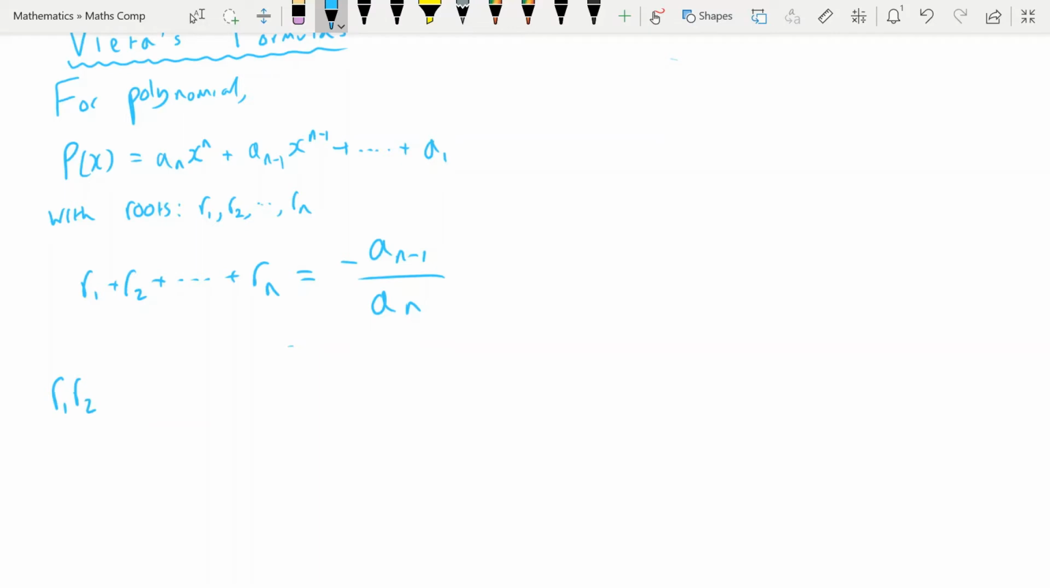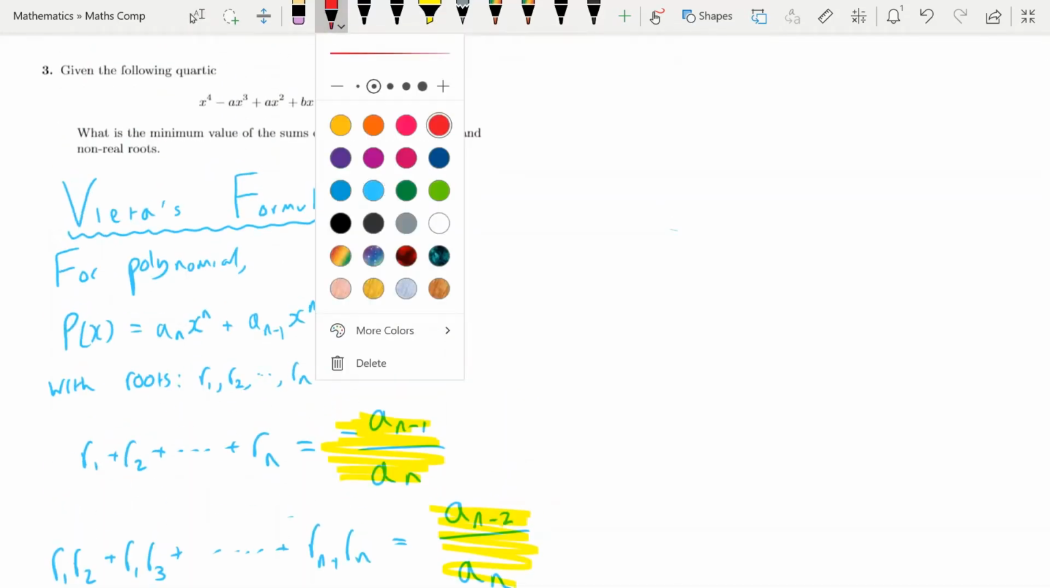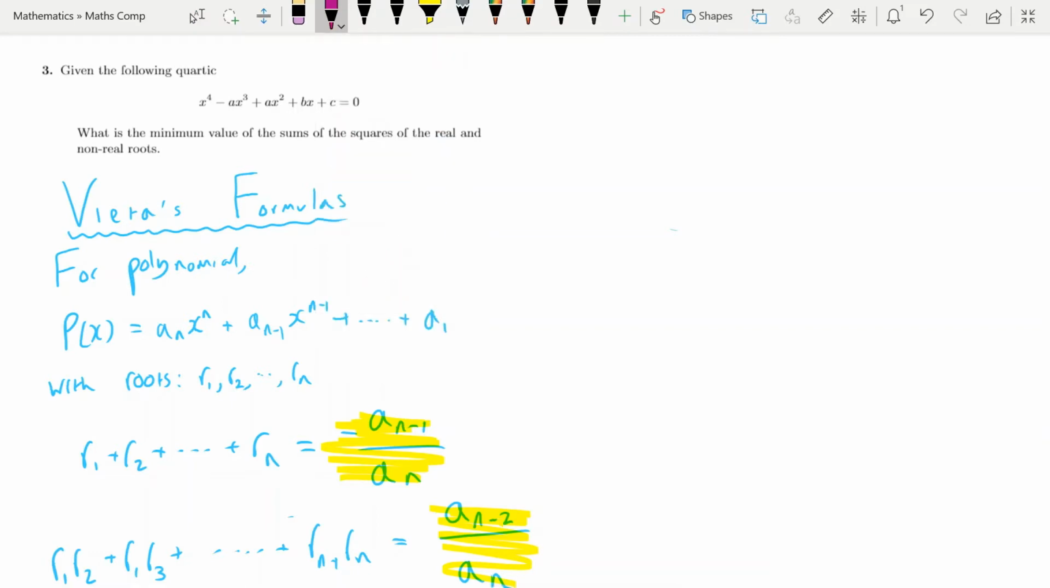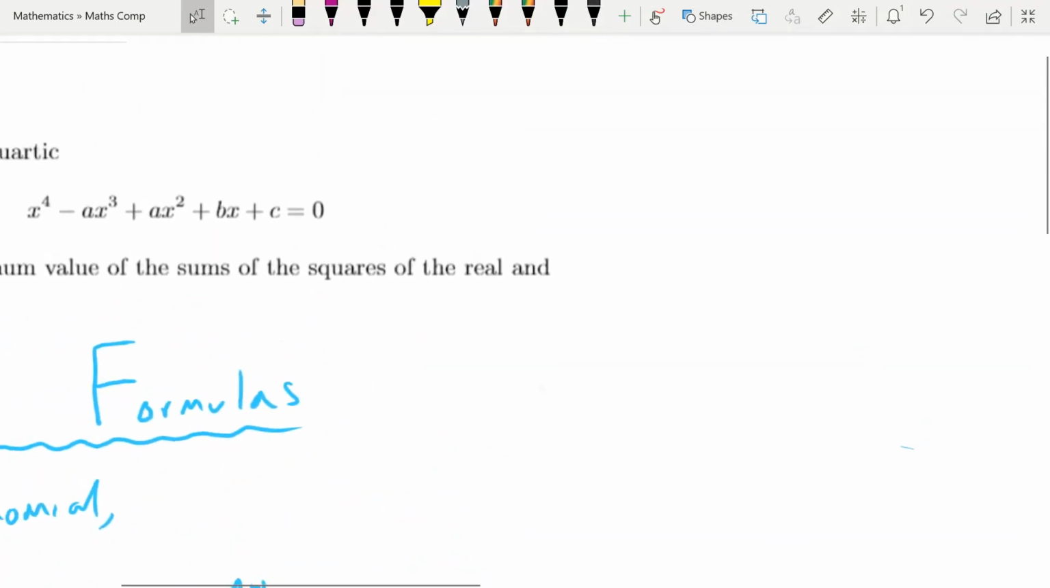And so if you want to find the sum of the pairs of the roots, so there'll be R1 with R2 and R1 with R3, so the sums of the products of the pairs of the roots, and there's a lot of terms in here, and then all the way to R(n-1) Rn. This is equivalent to a_(n-2) over a_n. So we can use these two generalized forms to help us with this problem. We would already know from A-level, you don't need to use these Vieta's formulas, but it may be useful in other problems to know them.